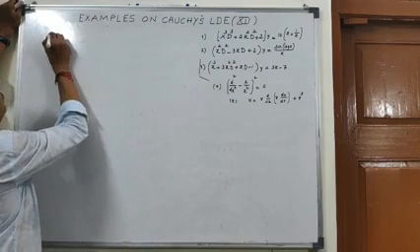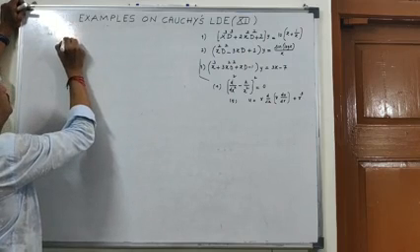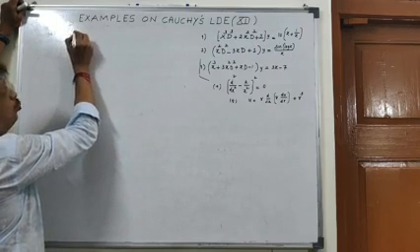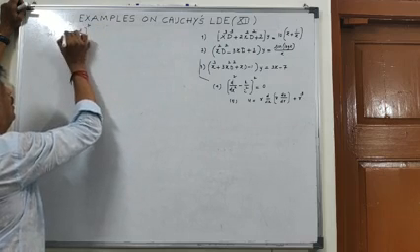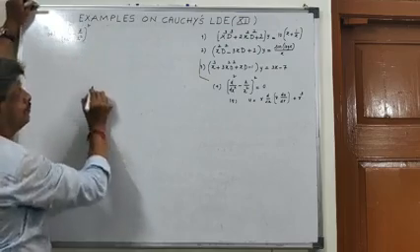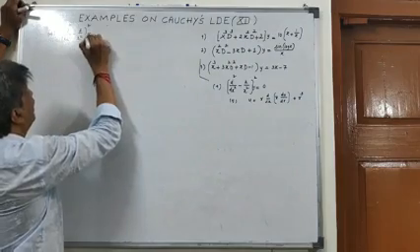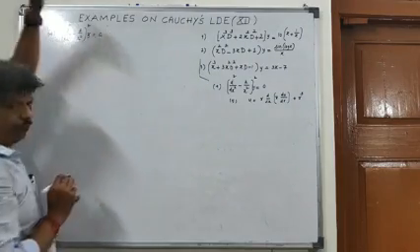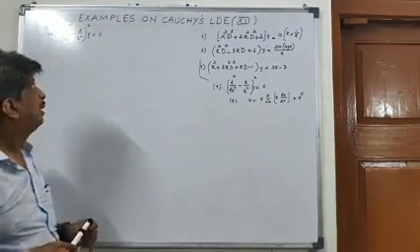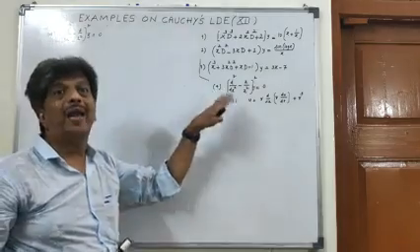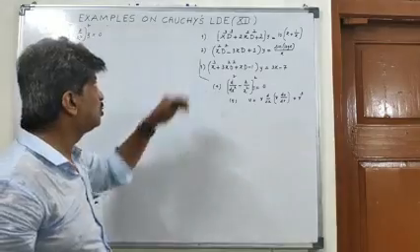Fourth example is d square by dx square minus 2 upon x square times y, should be y equal to 0. It is not as it seems. It does not look like a Cauchy's linear differential equation. Perhaps it is a Cauchy's. How?